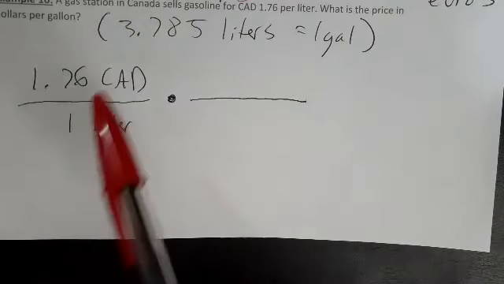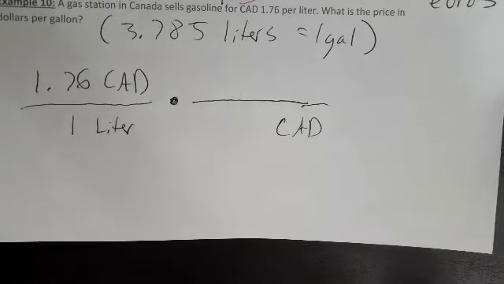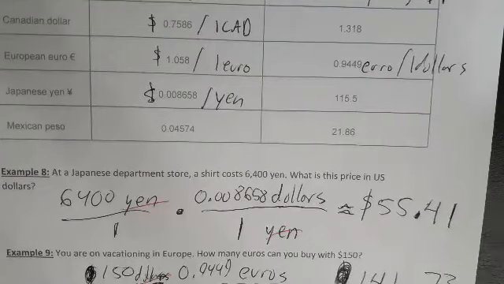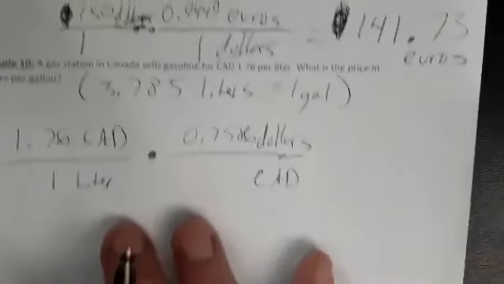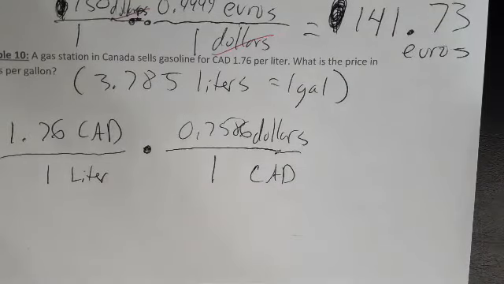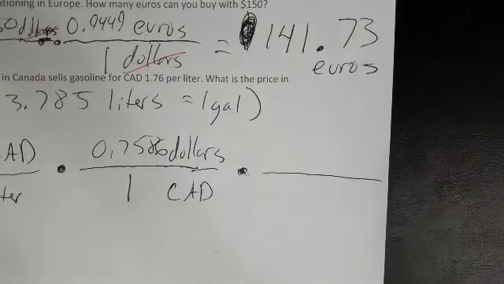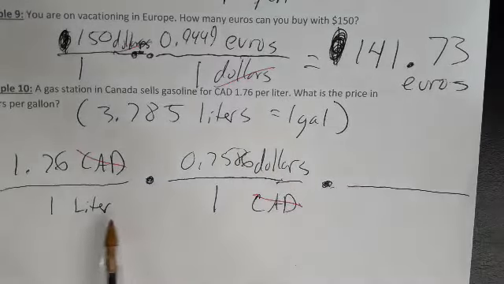So the first thing I want to get rid of is this thing that says Canadian. So I'm going from Canadian, and I want to figure out what that is in American dollars. So my Canadian dollars, I'm getting 0.7586 dollars for every 1 Canadian. This would give me something if I mark through it. I'm going to get dollars on top. I'm going to get liters on bottom.